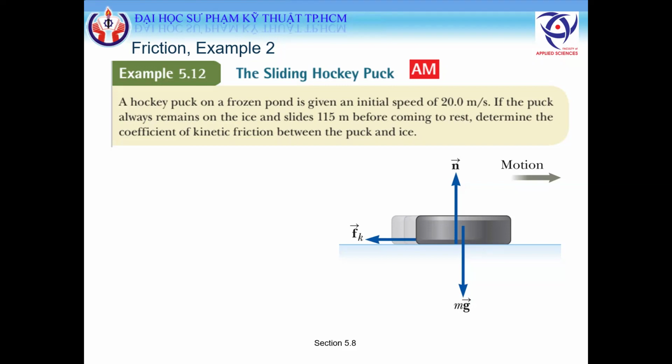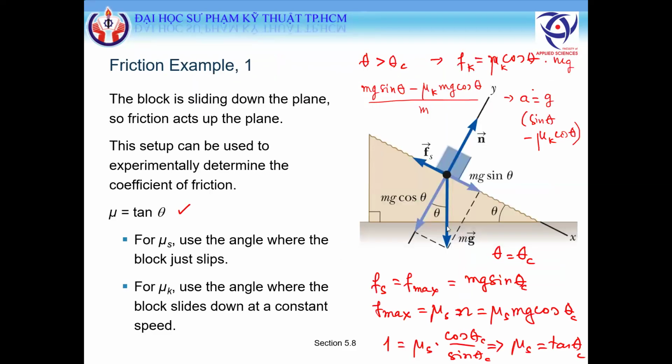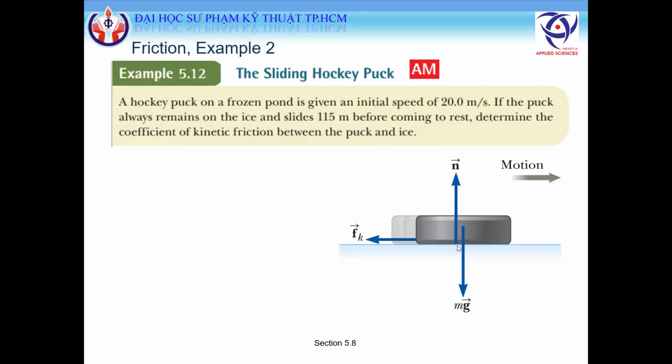Now, on the ice surface. Then you have the gravitational force downwards, the normal force upwards, they will be cancelled. Then we have only Fk. The puck moves to the right, so Fk is to the left. Fk is always in the opposite direction of velocity.